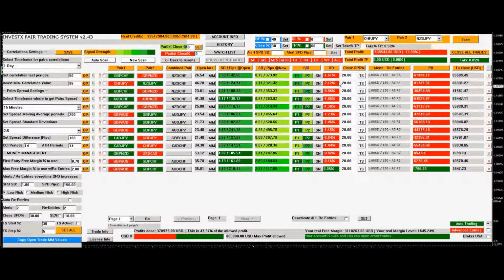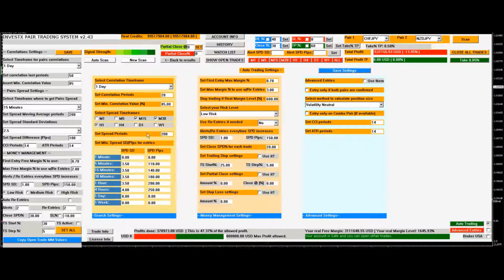Or if you choose to close a trade down or a partial position, you can do that as well to save yourself some margin. If you want to get into more trades, that's completely up to you. But the software is fully automated. It finds all these pair trades automatically by clicking on the auto trading button. We preset these for you. This is the best settings that we've seen so far, and we're always testing new settings.